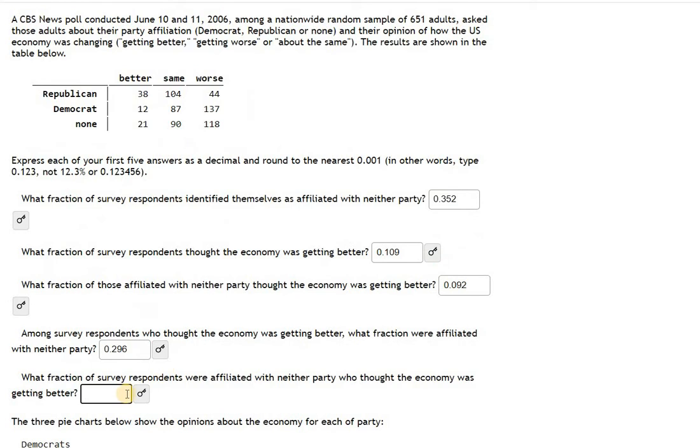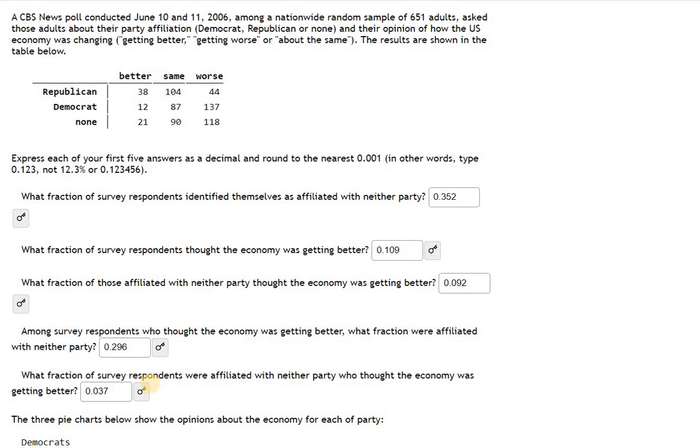The difference between the 5th one and the 3rd one is very slight. If you don't pay attention, it's going to confuse you. So here you see what fraction of those affiliated with neither party thought the economy was getting better. But this one, the question is asking what fraction of survey respondents, and then it gives us 2 conditions, were affiliated with neither party and thought the economy was getting better. So we have to find that group of respondents who thought the economy was getting better and at the same time were affiliated with neither party, and find the fraction that they represent from the total number of survey respondents. So hopefully this is clear enough for this question.